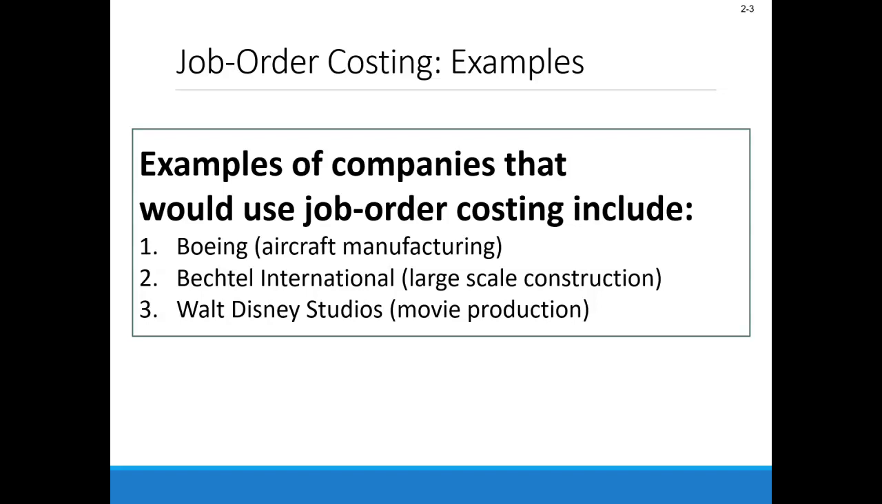Examples of companies that would use job order costing include Boeing, who manufacture aircraft, a large construction company, or Walt Disney movie production.